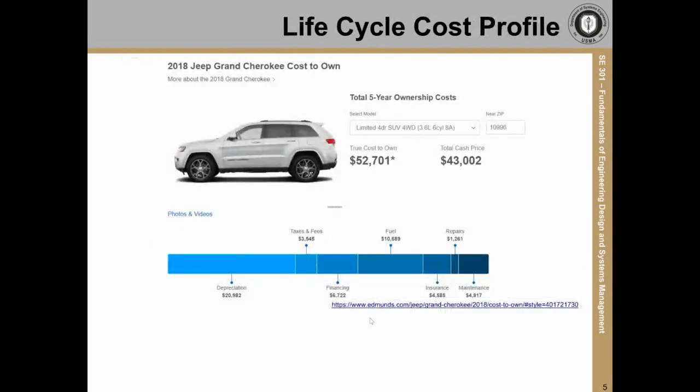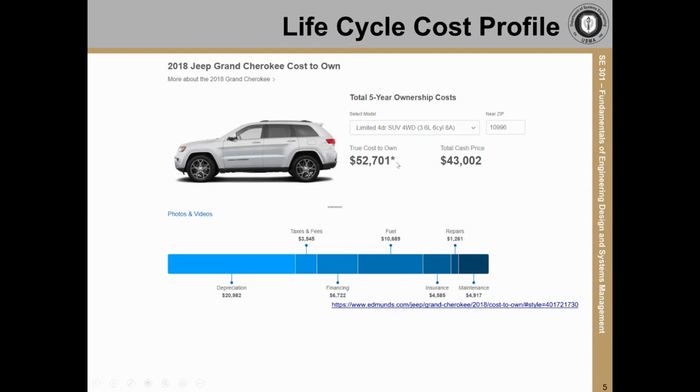A great example for lifecycle cost is cars. If you ever are looking to buy a car, a great website to go to is edmunds.com. Here you can see a screenshot of a 2018 Jeep Grand Cherokee. The sticker price is $43,000, but the true cost to own, according to this website, is $52,701. What do we mean by true cost to own? Well, we're looking at 5-year ownership. The basic premise is we pay money up front, then the vehicle depreciates, and then we sell it at 5 years and recoup some of our money.